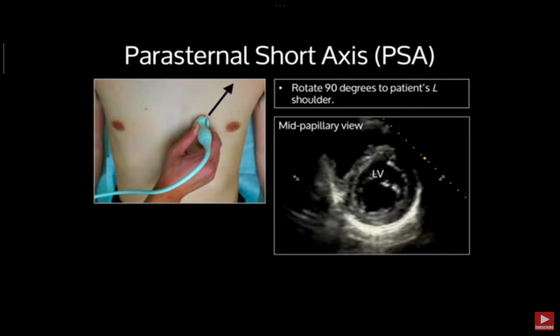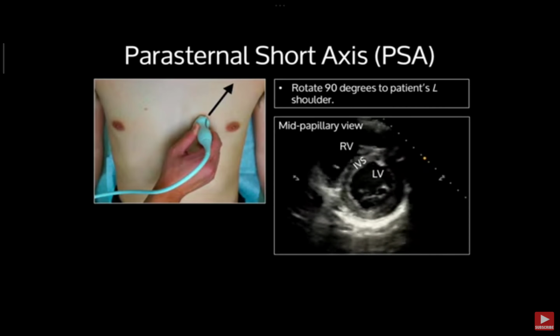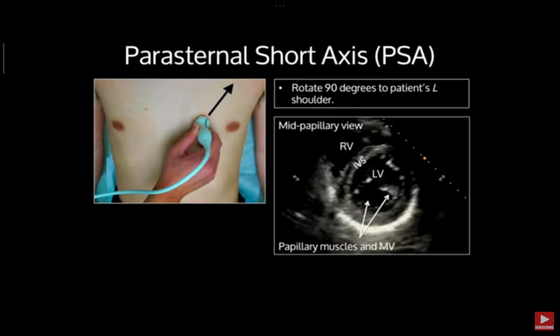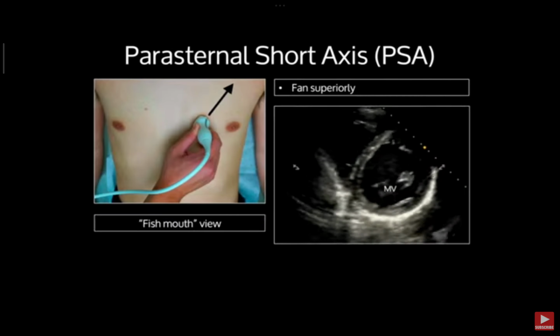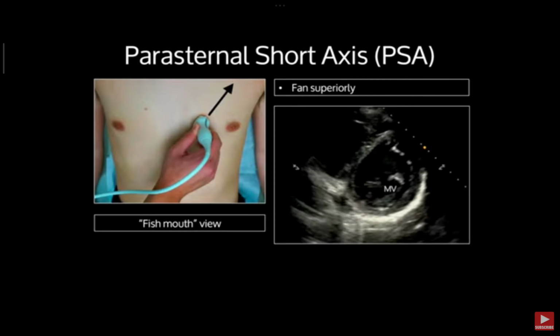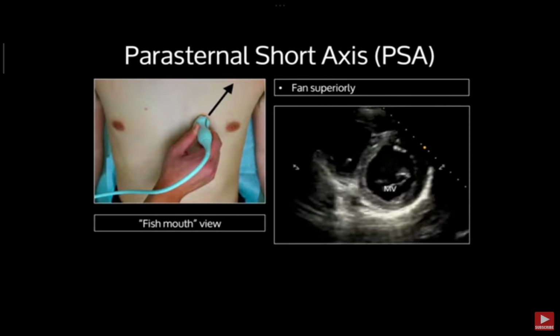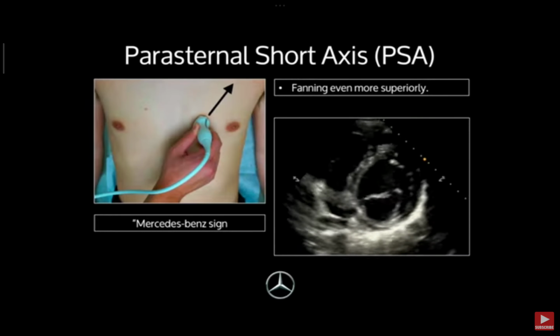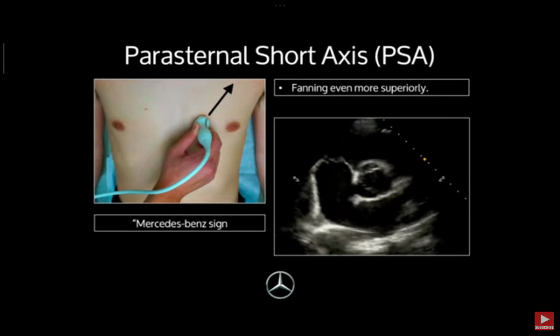The circle in the middle is the left ventricle. On the other side of the IVS is the right ventricle. The arrows are pointing to the papillary muscles and the mitral valve. Fanning superior to the patient's head, you can see the mitral valve leaflets and the fish mouth view. Fanning even more superiorly, you can see the aortic valve, called the Mercedes-Benz sign.